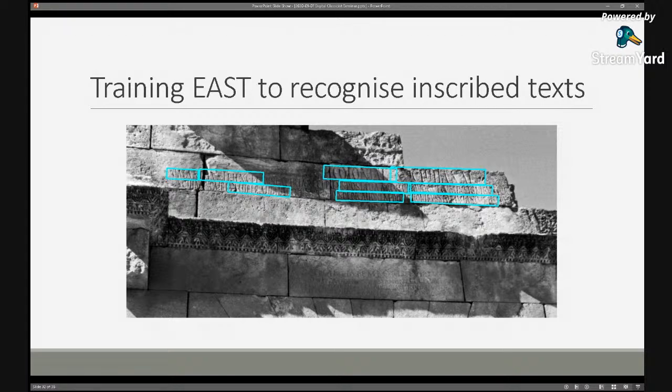You can also see that there are areas of text that it hasn't managed to pick up, even where it's not shaded. And there's an entire block towards the base of this photo that it hasn't identified at all.